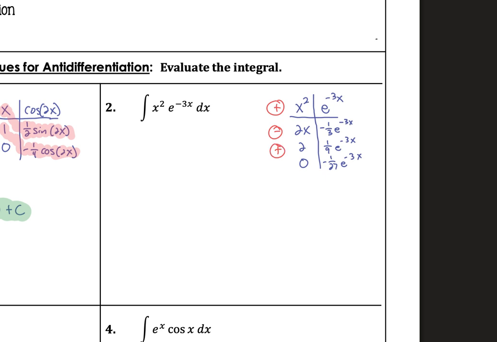Okay, and so we're multiplying that and that, that and that, and then that and that. So this will be negative x squared over 3 e to the negative 3x. The next one will be a minus, since you have minus a negative, or minus a positive, I mean. Write it as 2x over 9. And then the last one's minus.